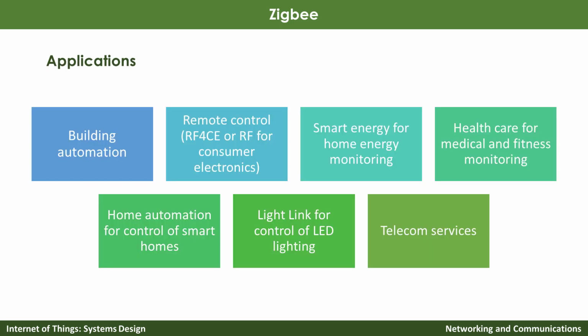The Zigbee protocol is quite well used in building automation systems, remote controls, smart energy for home energy monitoring, healthcare for medical and fitness monitoring, and home automation for control of smart homes. I already showed you some of the documentation related to that. Also light links for LED control systems, and telecom services. Additionally, they are also used in industrial control systems or manufacturing settings to communicate between different equipment.